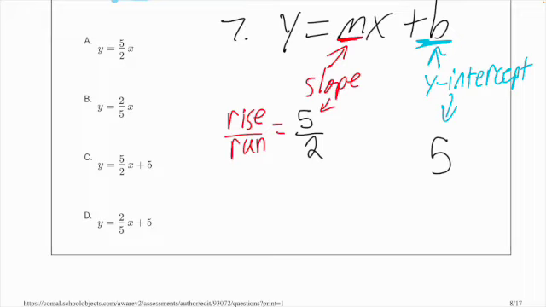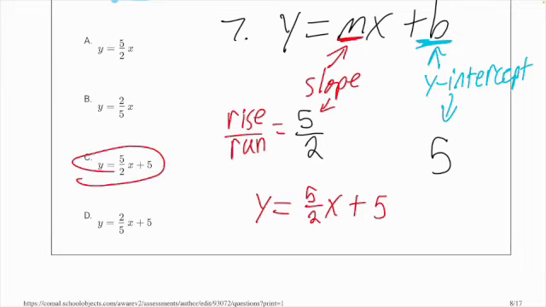So I have my slope, I have my y-intercept, I'm ready to solve this problem. So it's y equals 5 over 2 x, and my y-intercept is 5. I see you, Greg. It is C. It is C. Very good, very good. All right, next one.